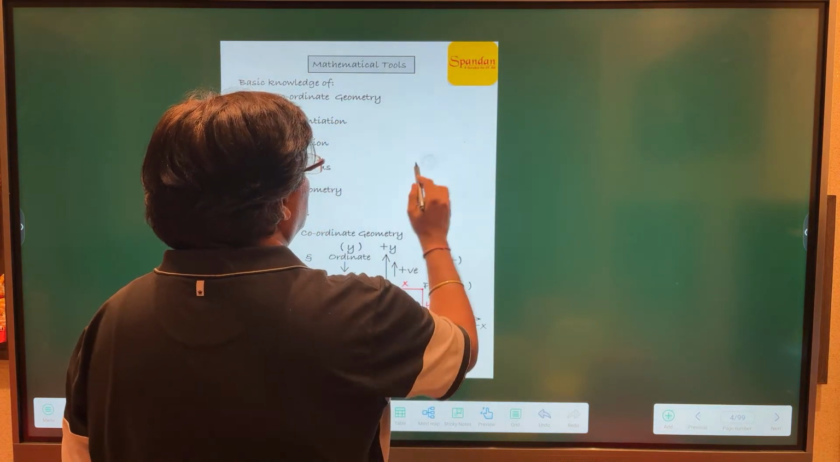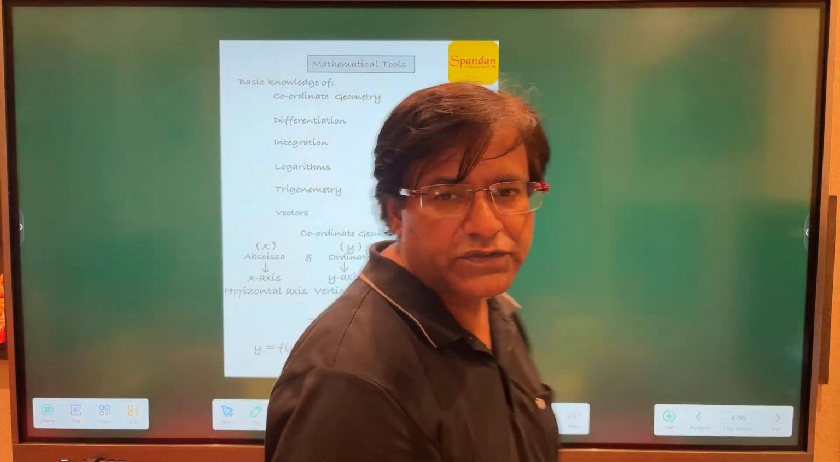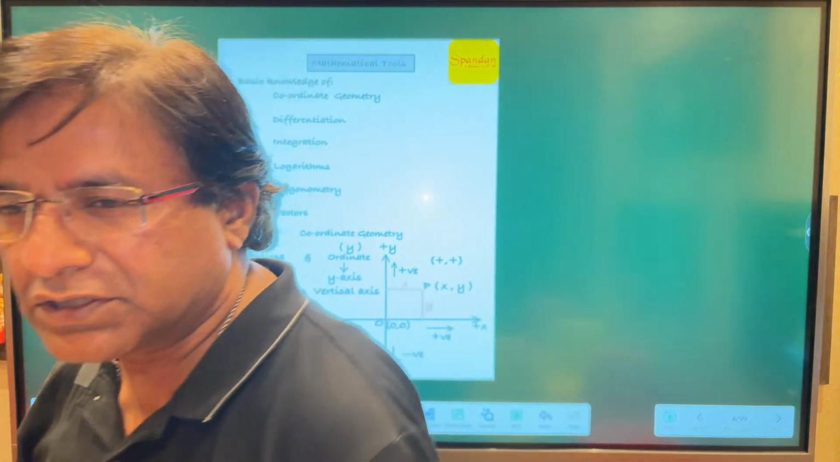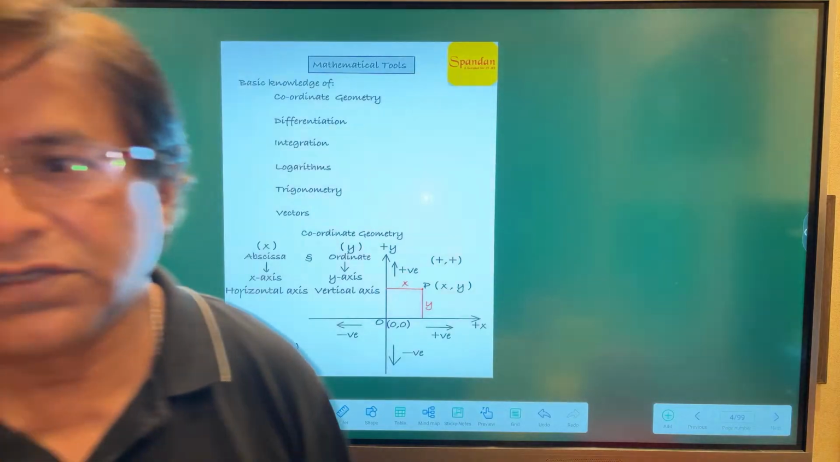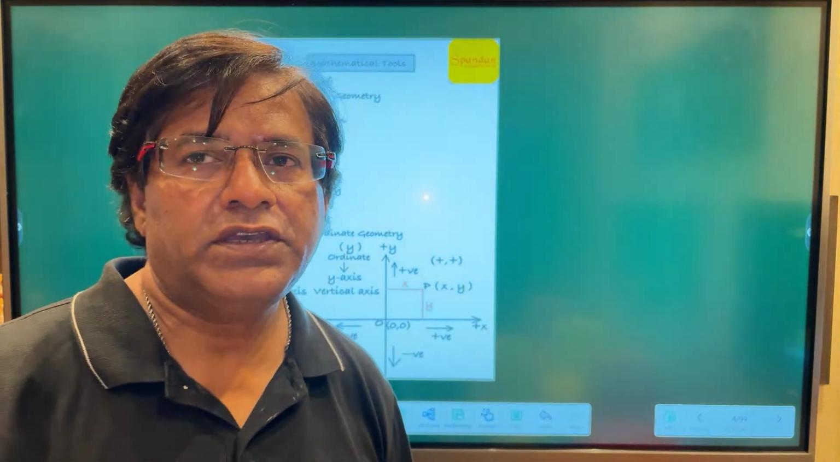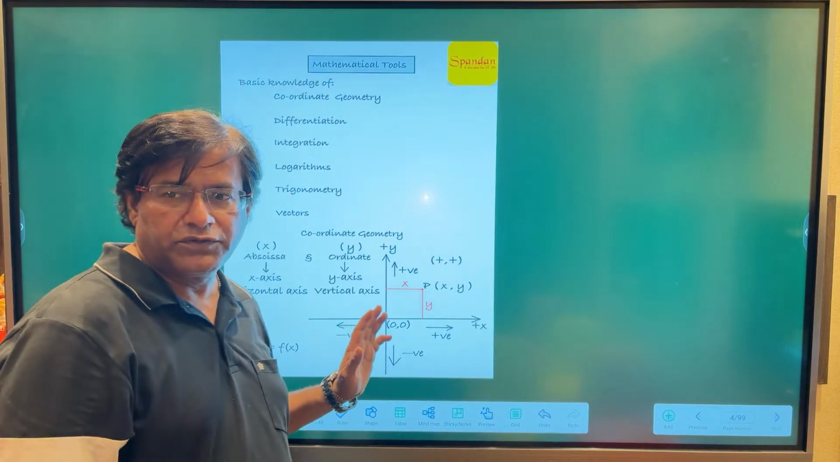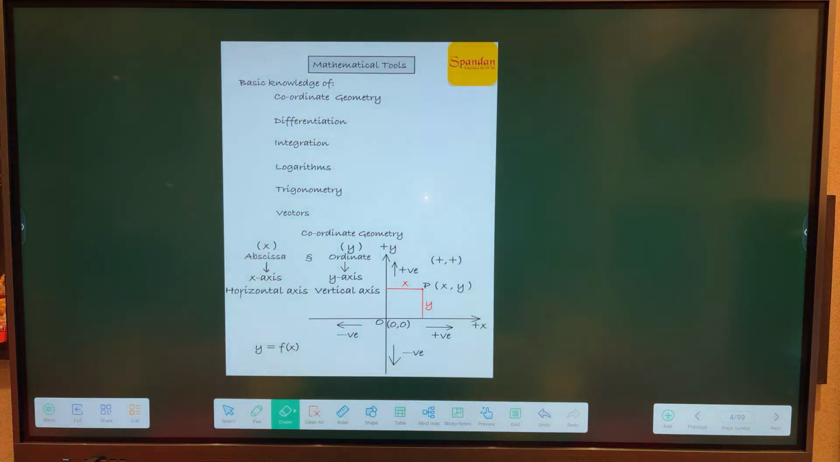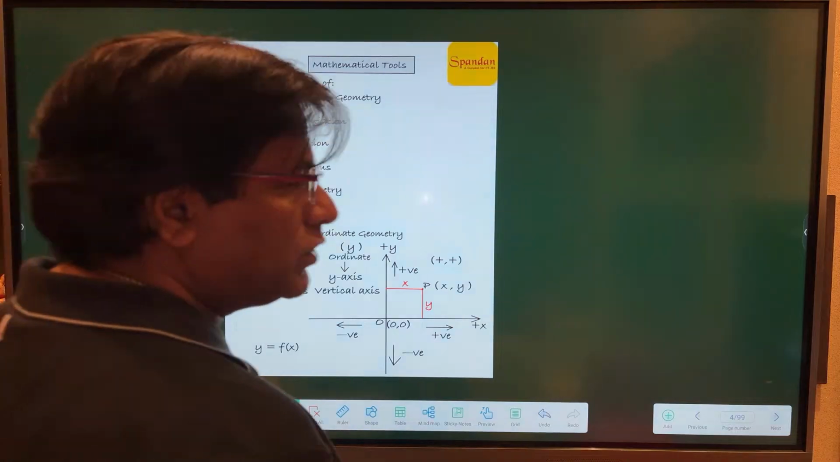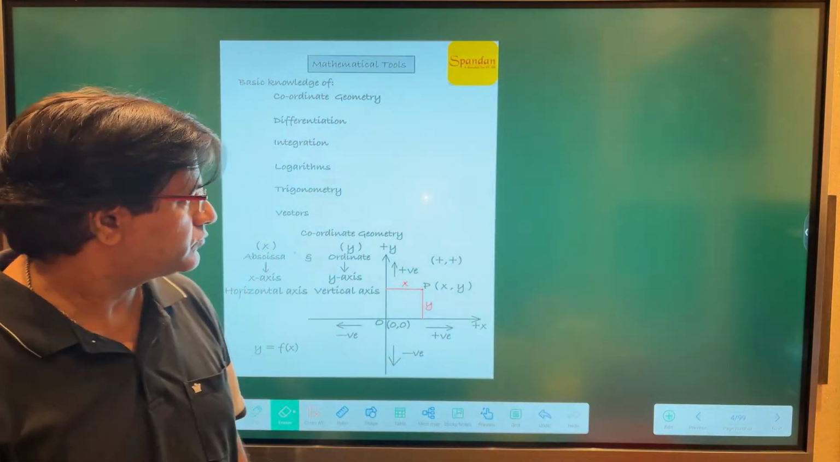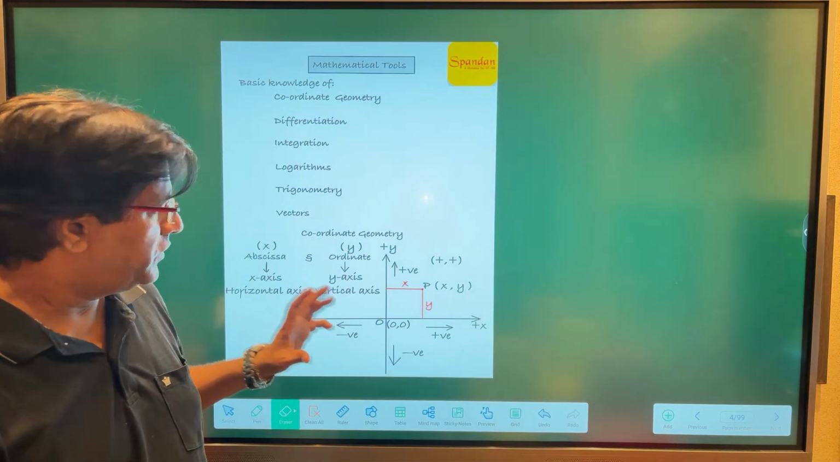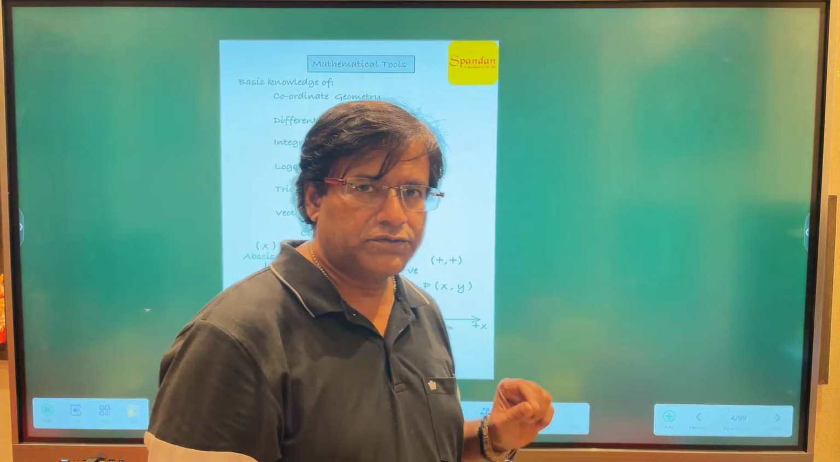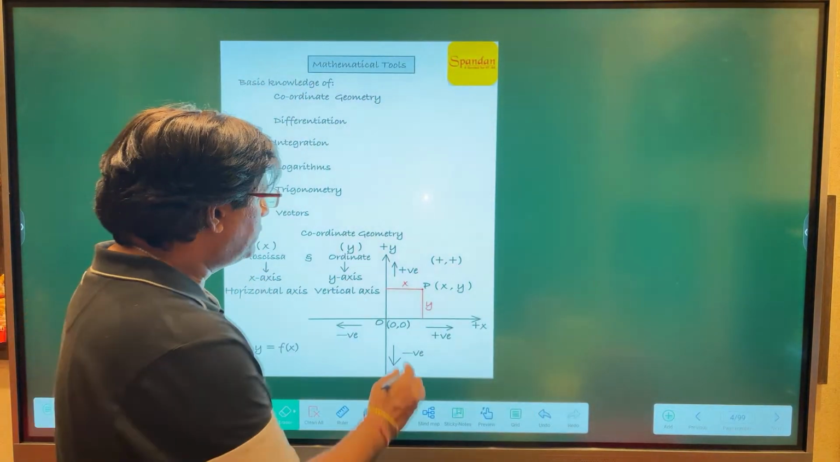We need the equation of a straight line, we need the equation of a circle if a particle is moving in a circle, or we need the equation of a parabola if it is moving in a parabolic path. So in that case we need the location of the particle. First we will see the coordinates, that is called the coordinates of the particle.